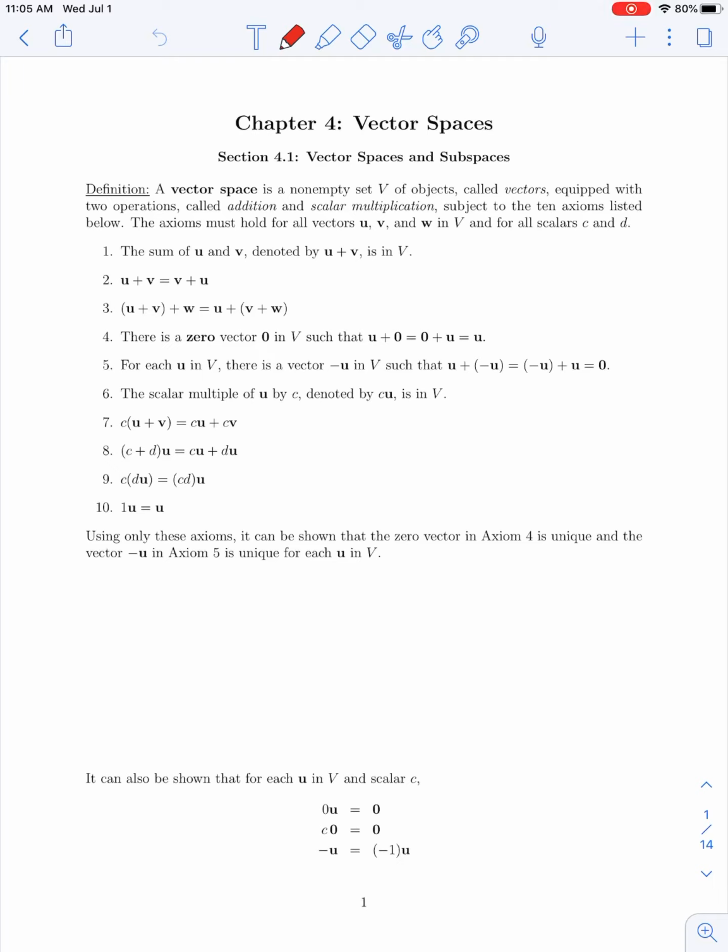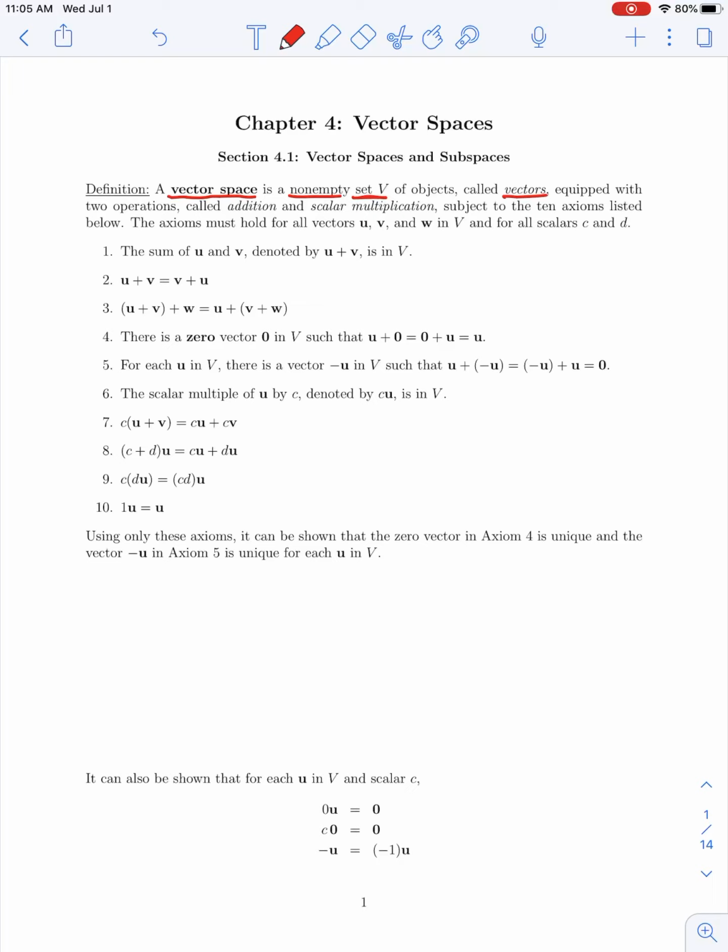So let's start by defining what we're going to be working with throughout this Chapter 4 material. What is a vector space? Well, a vector space is any non-empty set, which we will use capital V to denote, of objects which we will refer to as vectors. So when we talk about vector spaces, the objects within a vector space may not be vectors in the conventional sense that we've been thinking about them.